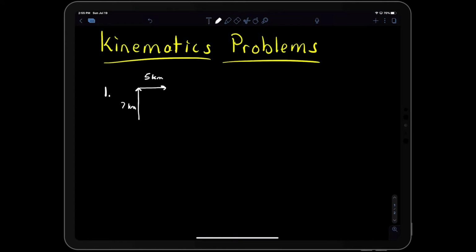It says what distance, so this is part A, what distance did she travel? Well, that's pretty simple. You have 7 kilometers and 5 kilometers. That's 12 kilometers total. Pretty straightforward on the first part. But the second part, what is her displacement?